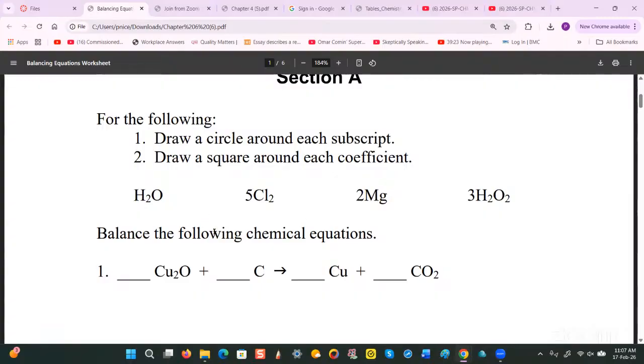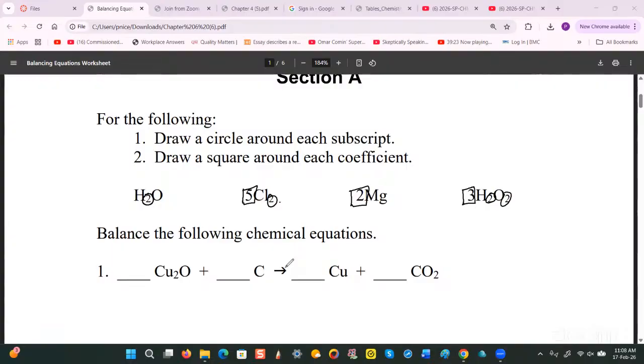So in the case of H2O, the question says draw a circle around each subscript and a square around each coefficient, right? So in the case of H2O, I will put a circle around the 2 here. In the case of the 5CO2, I'll put a square around the 5 and a circle around the 2. In the case of the 2 magnesium here, I'll put a square around the 2. And then in the case of the 3 hydrogen peroxide, I'll put a square here and 2 circles, 1 around each 2. That's it. All right. Okay. Any questions about it?